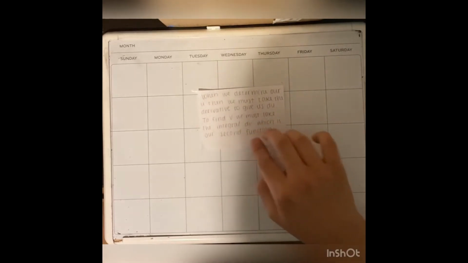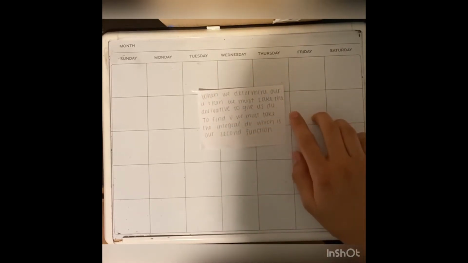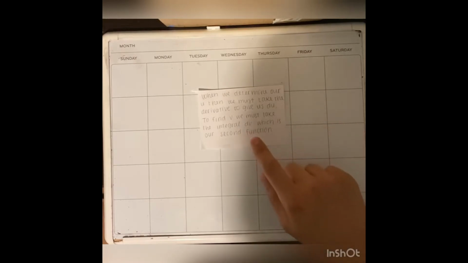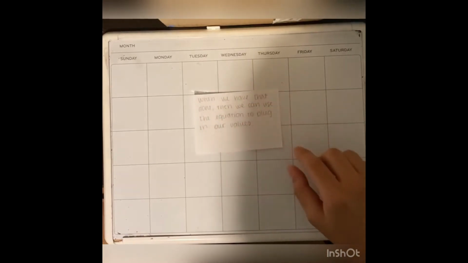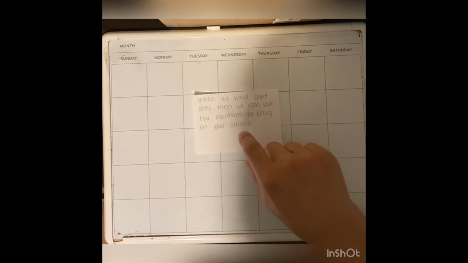When we determine our u, then we must take the derivative to give us du. To find v, we must take the integral of dv, which is our second function. When you have done that, then we can use the equation to plug in our values.